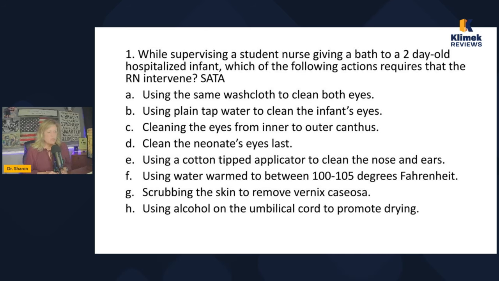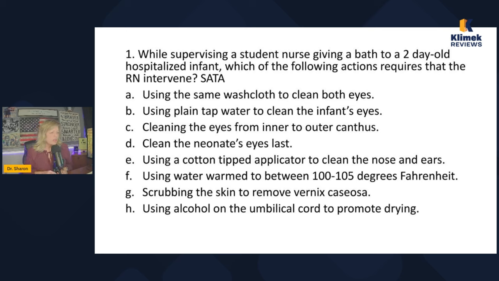While supervising a student nurse giving a bath to a two-day-old hospitalized infant, which of the following actions requires that the RN intervene? Select all that apply. When the age is in the question, that makes a difference. The age in the answer rarely makes a difference, but the age in the question does. I pay attention, especially at infant age, because that tells me a lot about development, kind of where they're at. So I'm paying attention to the fact that it's a two-day-old.